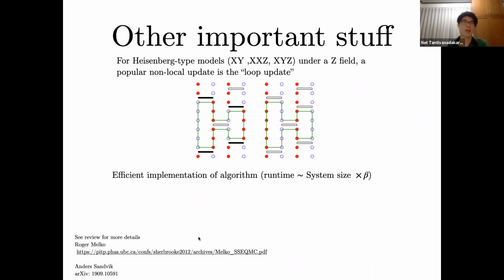Also, I haven't mentioned how to simulate, say, the Heisenberg type model. There's another algorithm that does something similar where you do a non-local update, and in that case, instead of clusters, you flip something like loops.